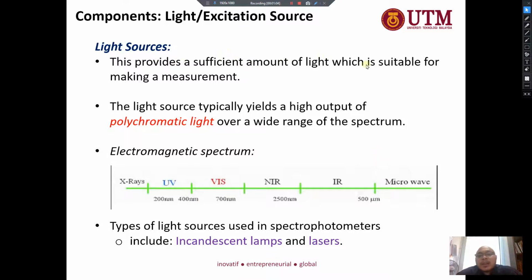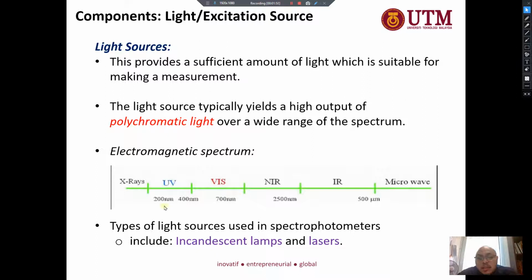This provides a sufficient amount of light which is suitable for making measurements. For example, if you want to analyze UV, the light source for UV should be sufficient. The light source typically yields a high output of polychromatic light over a wide range of the spectrum. Normally, like I said before, if you want to analyze the interaction with UV, you need to find a light source that covers the range of UV. Polychromatic is the opposite of monochromatic. Monochromatic is single, polychromatic is multiple.